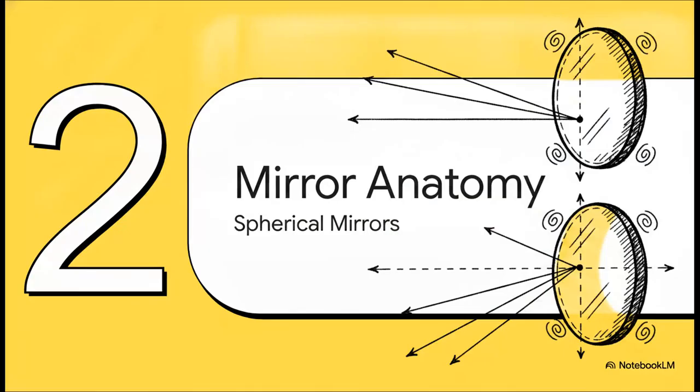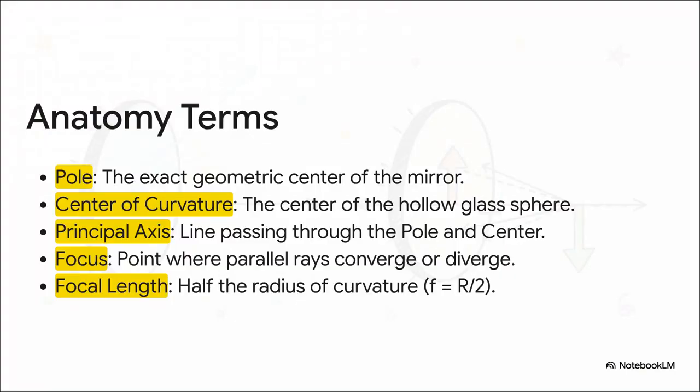Moving right along to Section 2, Anatomy of Spherical Mirrors. To really visualize how curved mirrors work, you've kind of got to imagine slicing a piece right out of a hollow glass sphere. The pole is the exact dead center of our glass slice. The center of curvature is the absolute center of that imaginary larger sphere we just cut from. Draw a straight line through both and boom, you get the principal axis. Now, exactly halfway between them sits the principal focus. This is the magic spot where light rays either converge together or appear to diverge from. And that distance, from the pole to the focus, is what we call the focal length.